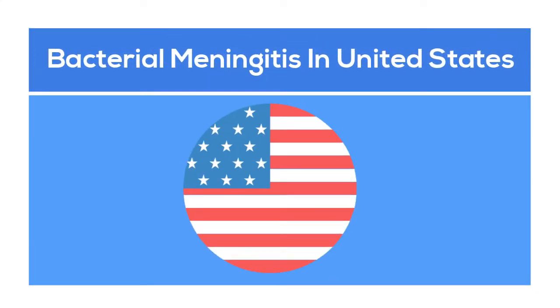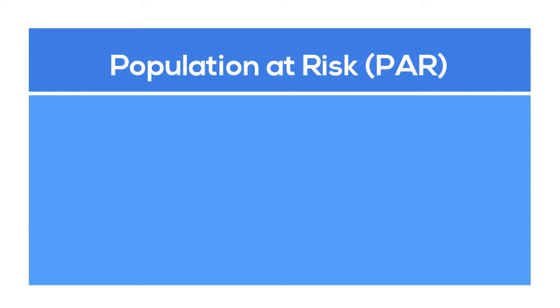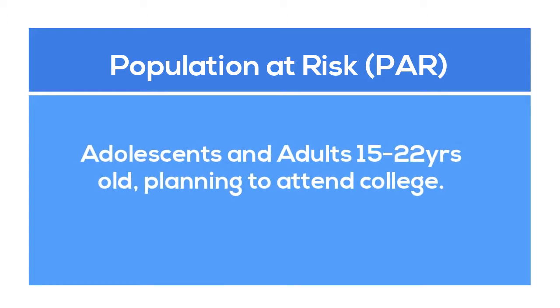Today, I will be discussing the most common forms of bacterial meningitis that are found in the United States. Who is most at risk? Our population at risk, also known as the PAR, are adolescents and adults between the ages of 15 and 22 years old who plan to attend college.